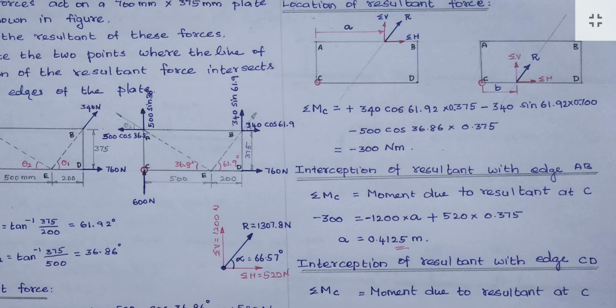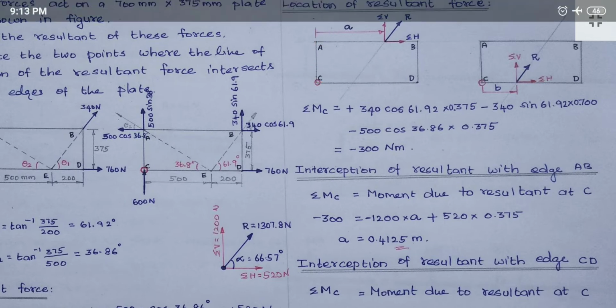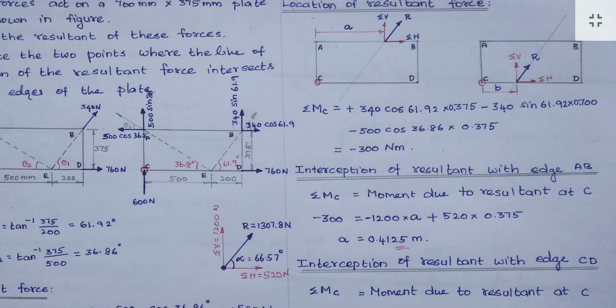This line. So I am assuming A as this distance, an unknown value, the distance from this point A. And it is meeting at the point B, at this CD edge, at a distance of B from the point C. So we have to find A and B. For that we can use the moment principle.